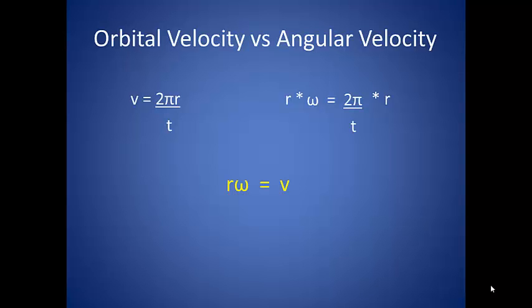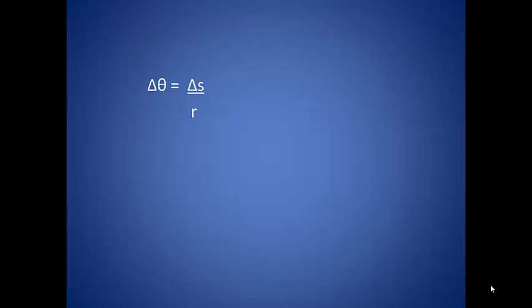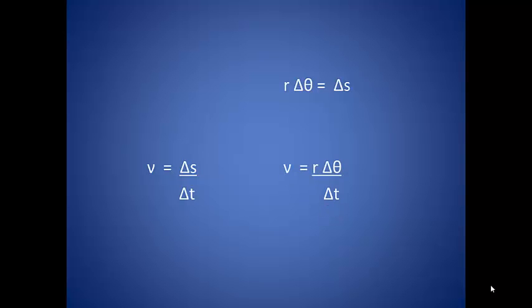We can show this mathematically. The rotation angle is equal to the arc length divided by the radius. And rearranging this gives us the arc length equal to the radius multiplied by the rotation angle. We also know that the linear velocity of an object is the arc length divided by the time. We can substitute radius times rotation angle for arc length in the velocity equation.